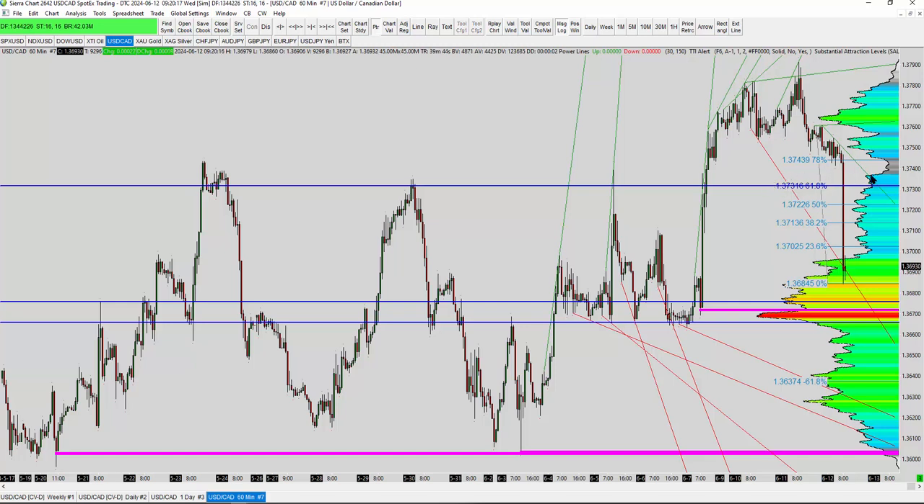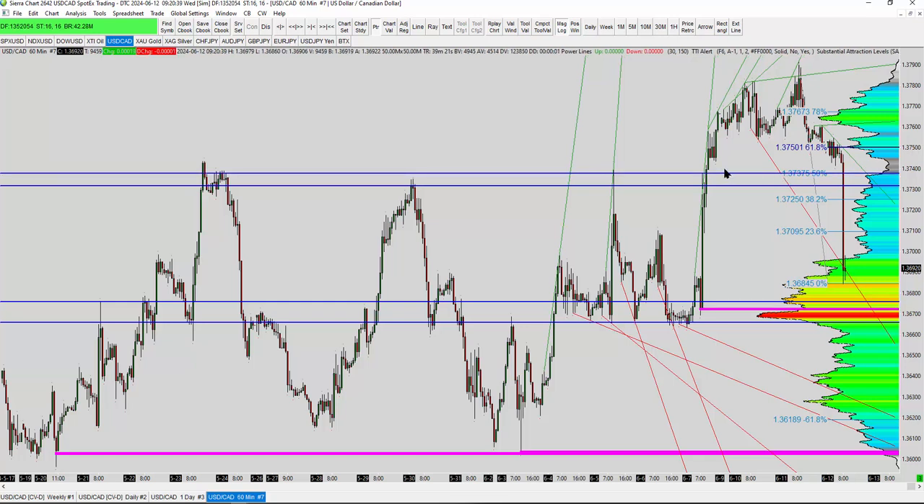But my favorite area using the volume profile is this gap. Let's see if it matches up with the 50%. It matches up with the 50% if I do my Fibonacci's from the very top. So I have these levels to watch for a short. These are my main ones.